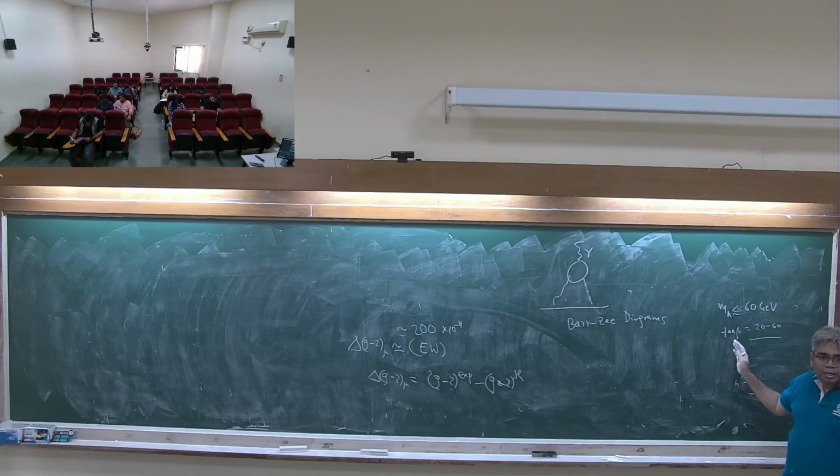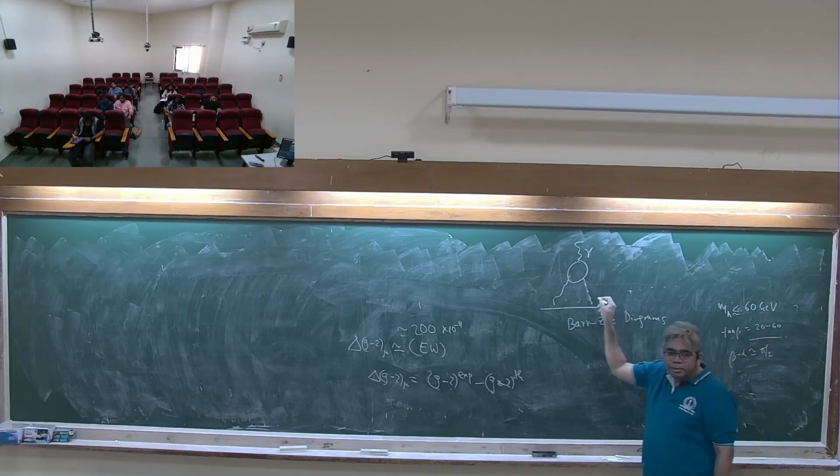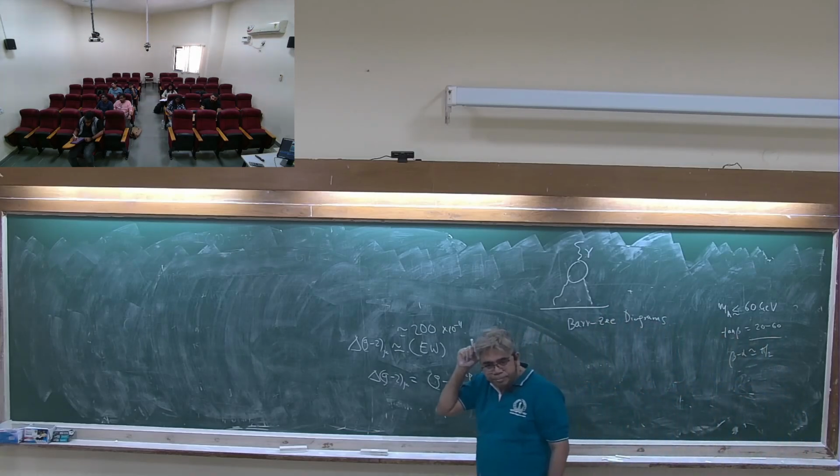So how do you choose the alignment limit? Now decoupling limit will not work here. You need the alignment limit. So you keep the alignment limit with the heavy neutral and charged Higgses. So you make them degenerate. Okay. Then you satisfy the alignment limit, and beta minus alpha is pi by 2, and then through these diagrams you can explain the G minus 2.